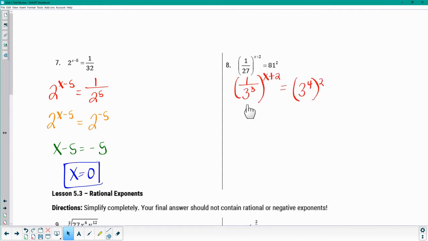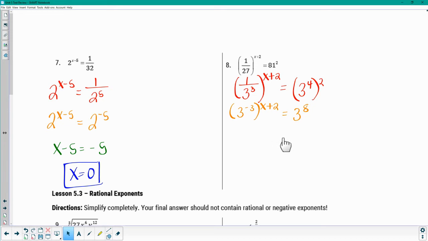I have 1 over 3 cubed to the power of x plus 2, equal to 3 to the power of 4 to the power of 2. So I'm going to first rewrite the 1 over 3 cubed as 3 to the power of -3. And remember, anytime I have power to a power, I multiply. So this right side becomes 3 to the 8th.